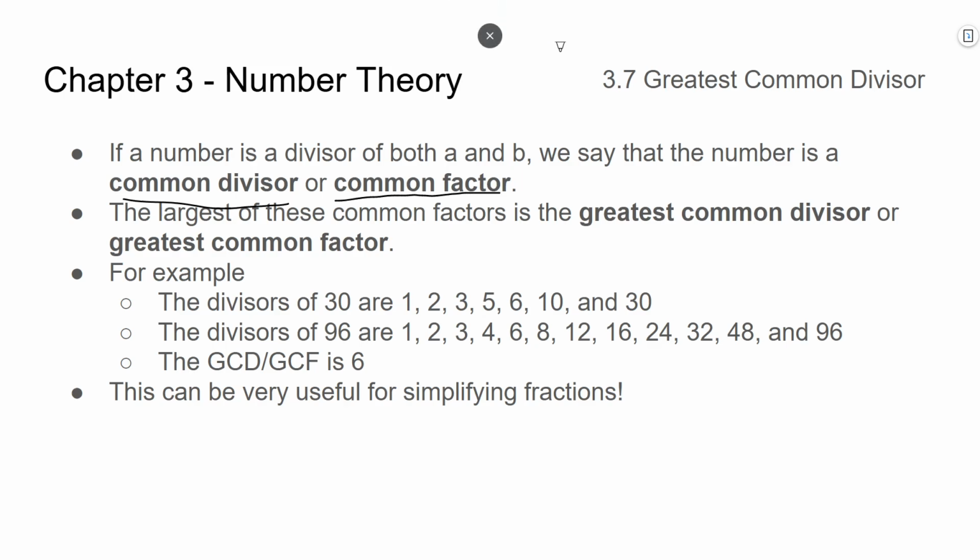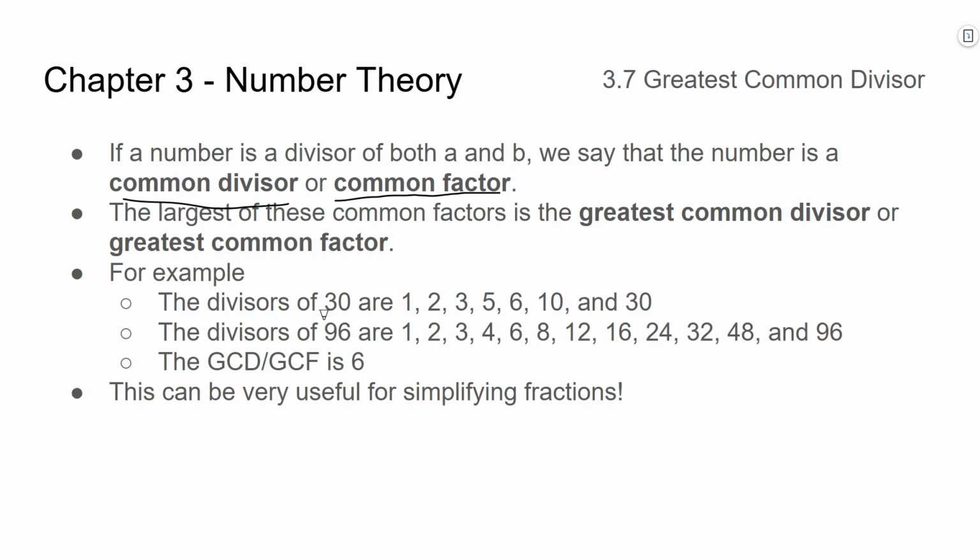When we do the prime factorization and we factor a number, we use the term factor, and it's the same thing. So if we look at all of the common factors or common divisors, then the largest one is going to be the greatest common divisor, or greatest common factor, or GCF, or GCD. You might hear all these different terms, and it's all the same thing.